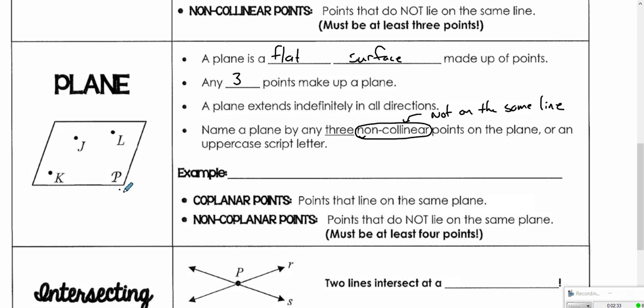So notice this letter here. So notice the J and the K and the L. There are 3 points on this plane. The P doesn't have a point going with it. So we could call this plane P, since there's a P there, or you could call it plane JKL or LKJ or KJL, whichever one you want to do. Order doesn't matter.